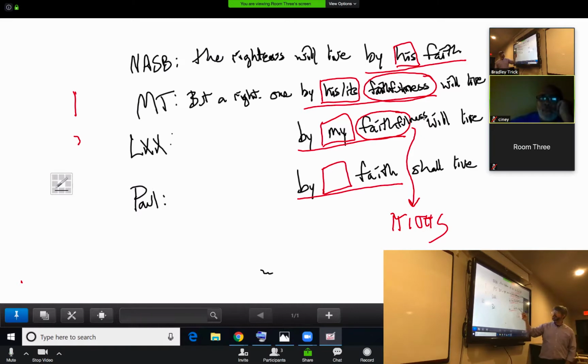So how does Paul get "by faith"? The only way to make this work is to take the "my" out. Because if you take the "my" out, then you can interpret it the way you want, and then pistis can become faith. It can't be faith here because the "my" means it has to be faithfulness, which is what the Hebrew actually says. So the only way "the righteous shall live by faith" comes to be is through some textual manipulation that Paul does, or somebody. Does that make sense?